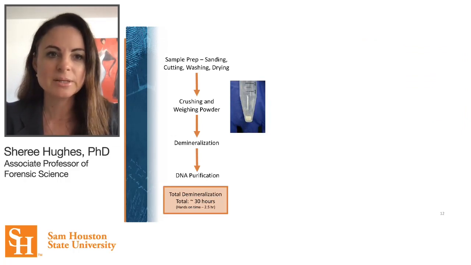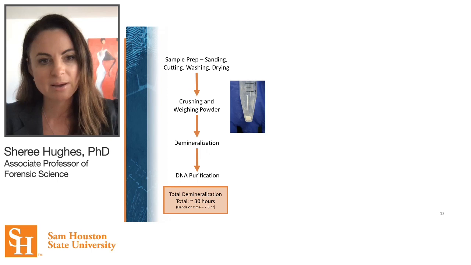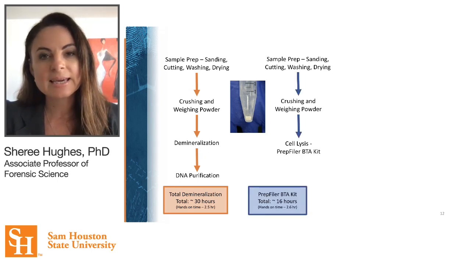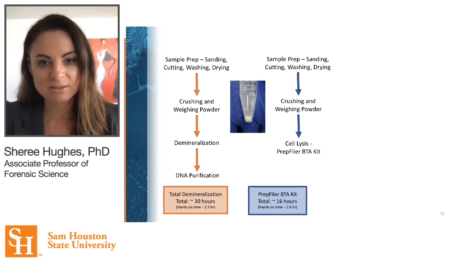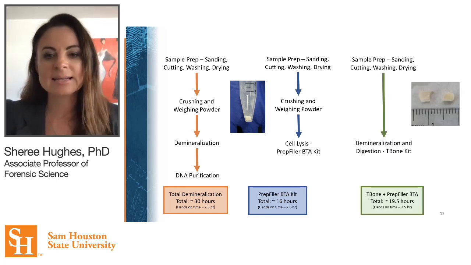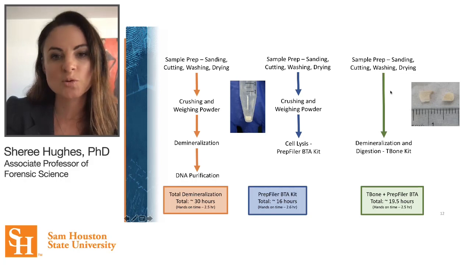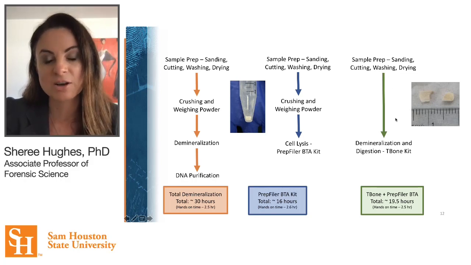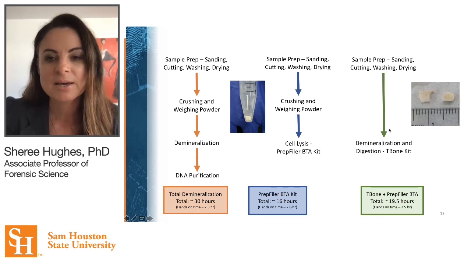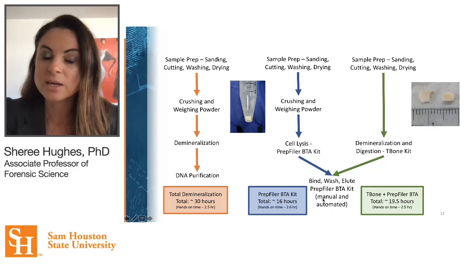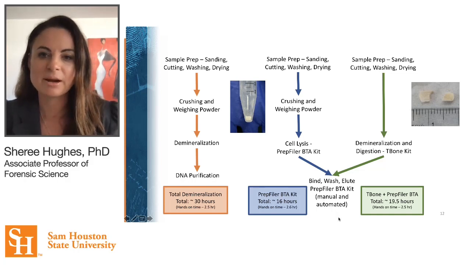Looking at our control method, we would crush the bone powder and go through the demineralization protocol manually, which would take around 30 hours or so. Then using the PrepFiler BTA kit, again from bone powder through to cell lysis with the BTA kit. But now, introducing the T-Bone kit prior to PrepFiler, we of course are able to avoid the crushing and the processing of the tissue into a powder. Added then to the demineralization and digestion with the T-Bone kit, both of these are then subjected to the PrepFiler BTA kit, either manually or automated, which is what we are looking at for our comparisons.